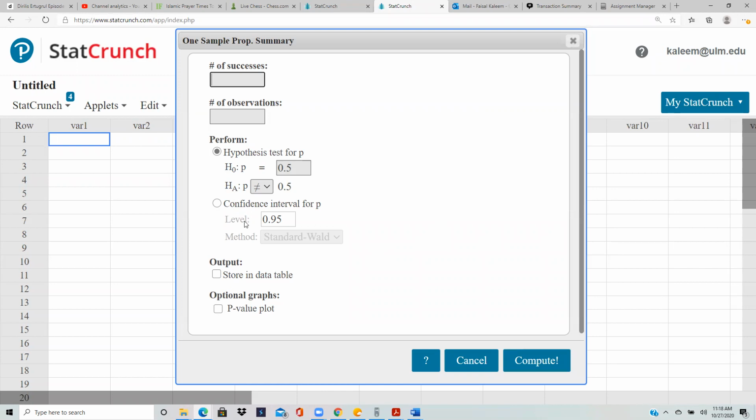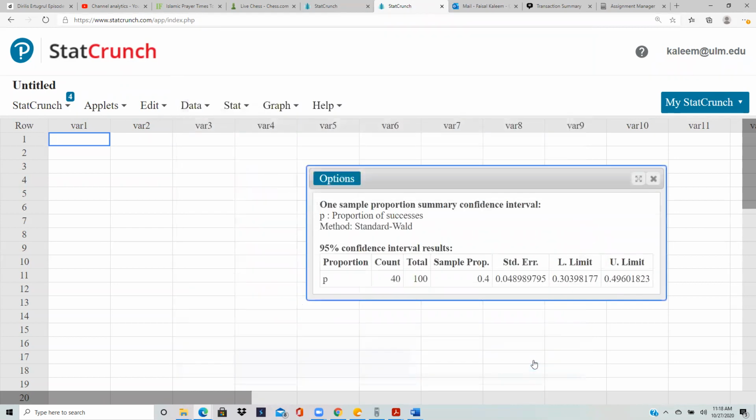Okay, so you were having 40 people using cell phones. So 40 successes out of a total of 100. And you wanted 95% confidence intervals. So 40 successes out of 100. And so it's 0.304 and 0.496.